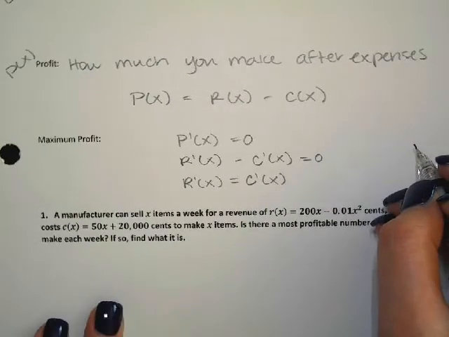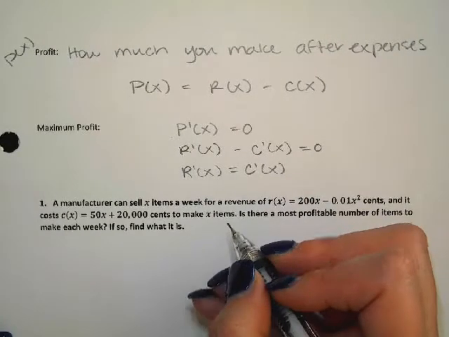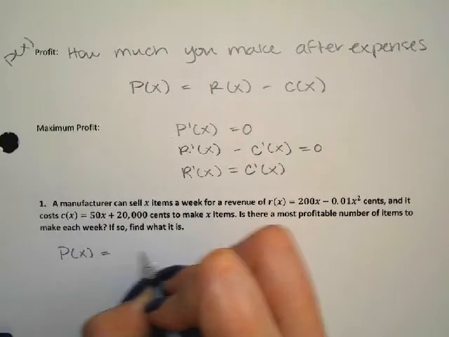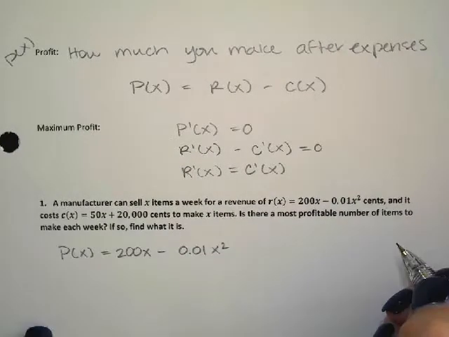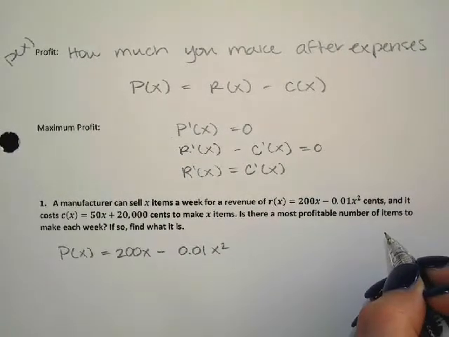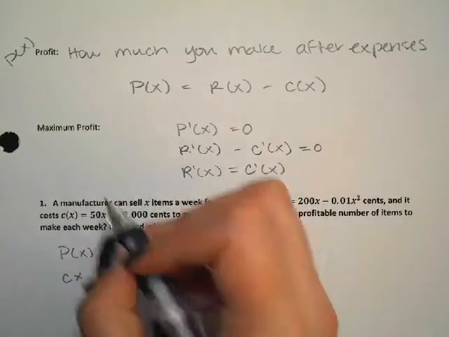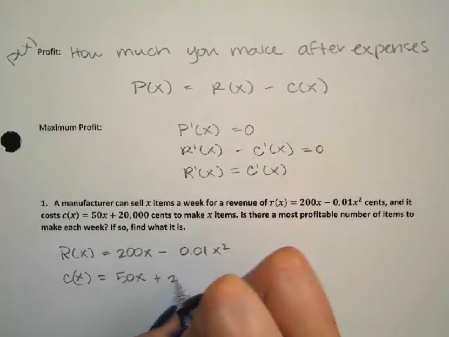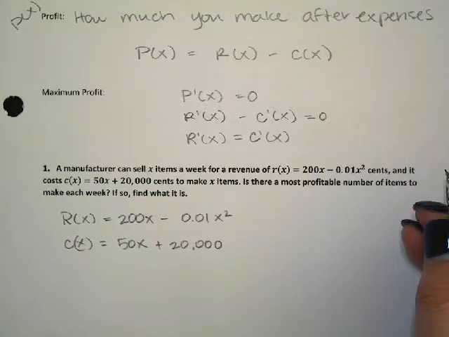All right, so here it says a manufacturer can sell X items a week for a revenue of R of X equals 200X minus 0.01 X squared cents. So let's go ahead and write that. R of X equals 200X minus 0.01 X squared. And it costs 50X plus 20,000 cents to make X items. Is there a most profitable number of items to make each week? If so, find what it is.